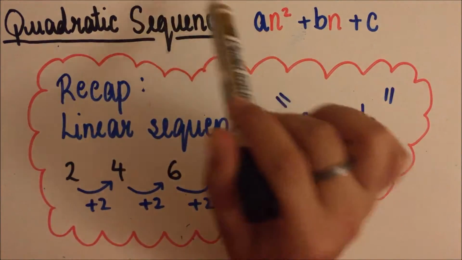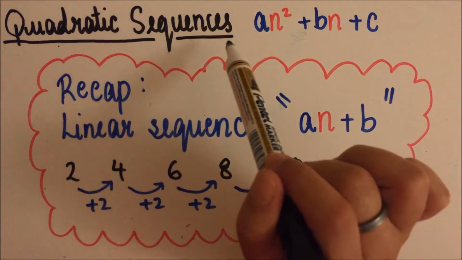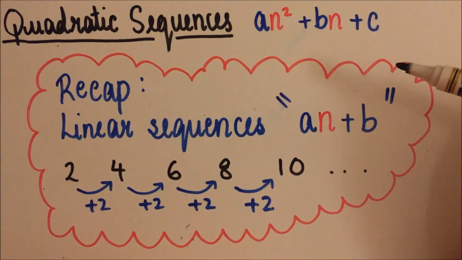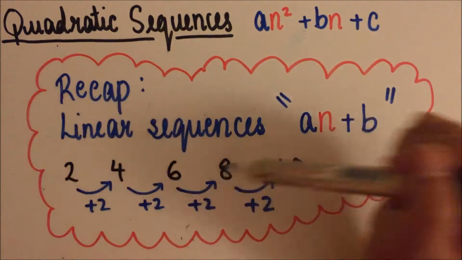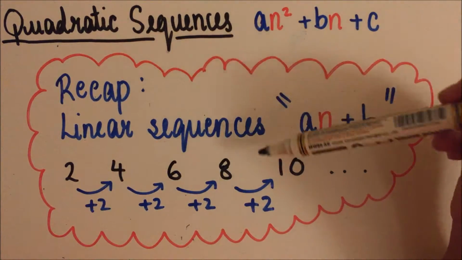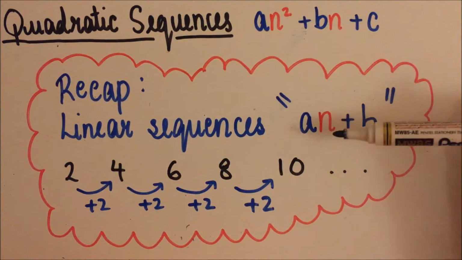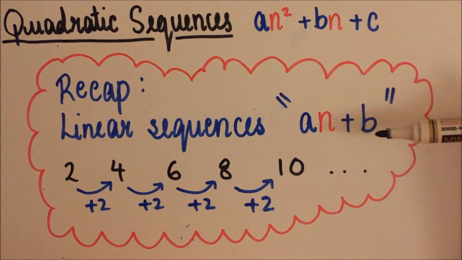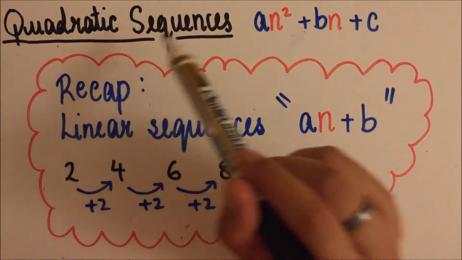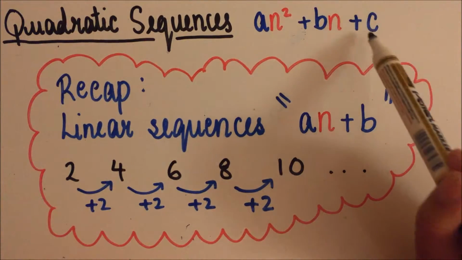In this video we're going to be concentrating on how to find the nth term of quadratic sequences. Part 1 was focusing on how to find linear sequences. The main difference between linear and quadratic is that linear always has only n's and a constant, whereas quadratic will have n squareds and n's and constants.